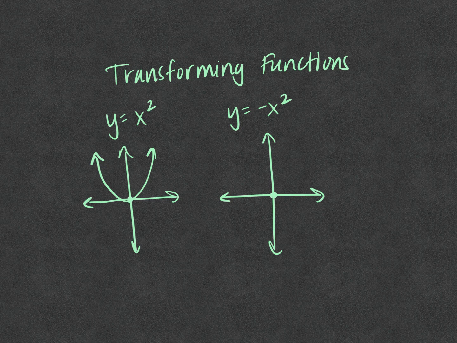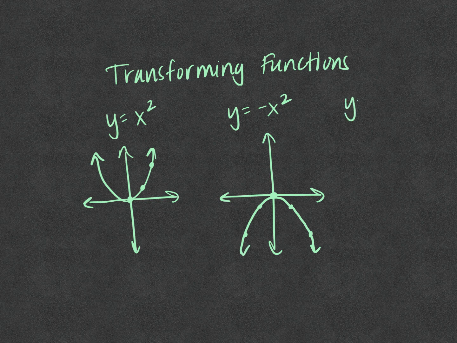We could build a table. Here we have the point 1, 1. So if you plug in 1 for x, you get negative 1 for y. We have the point 2, 4. If you plug in 2 for x, you get negative 4 for y. If you plug in negative 1, you get negative 1. And as you can see, this turns the whole graph upside down.